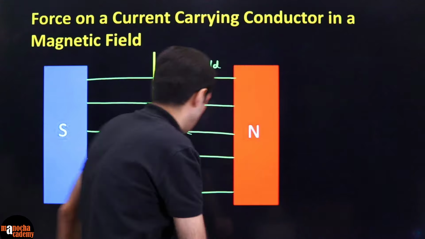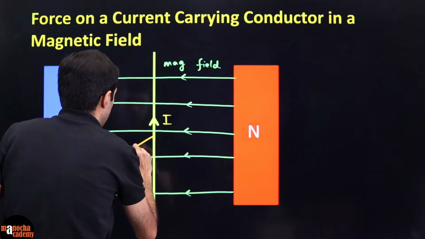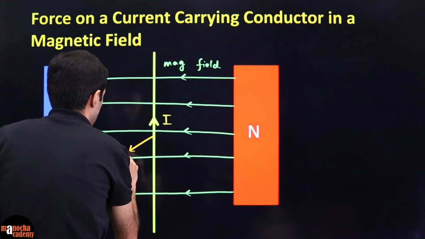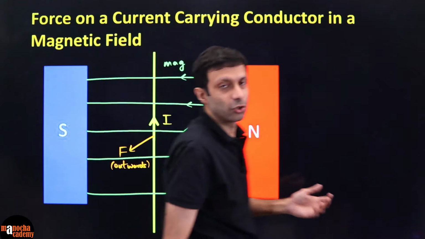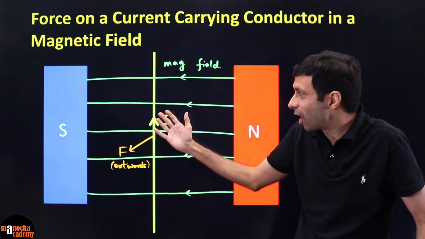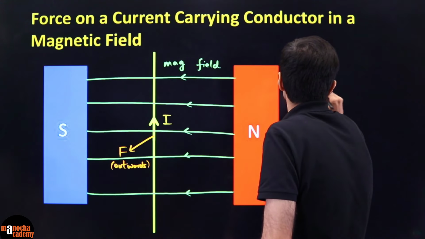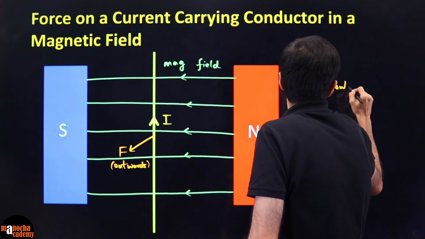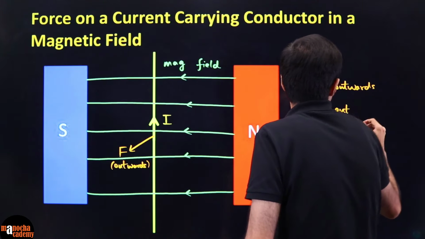So definitely we know the force here on the current carrying conductor is going to be outwards. Outwards means it's going to be out of this digital board or out of the plane of the paper. So we usually write this force as, you can either write outwards or out of the plane of the paper.